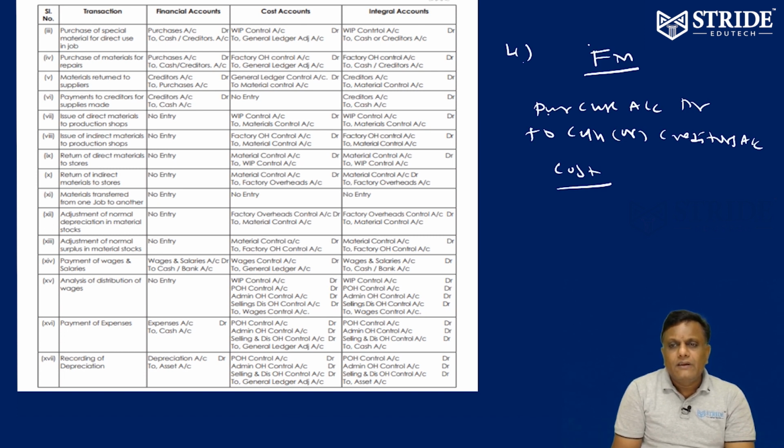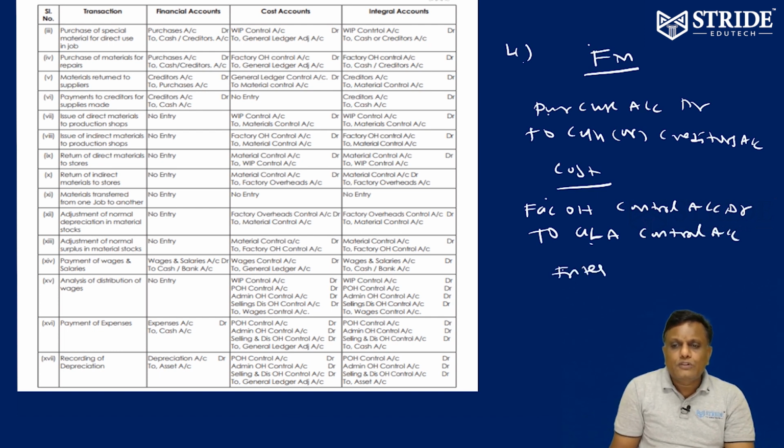This is for indirect. Whenever indirect materials are purchased, general entry, factory overhead control account debtor, because it is indirect material. Factory overhead control or work overhead control or manufacturing overhead control or production overhead control. Factory overhead, work overhead, production overhead, manufacturing overhead, all are once and same. So factory overhead control account debtor to general ledger control account.